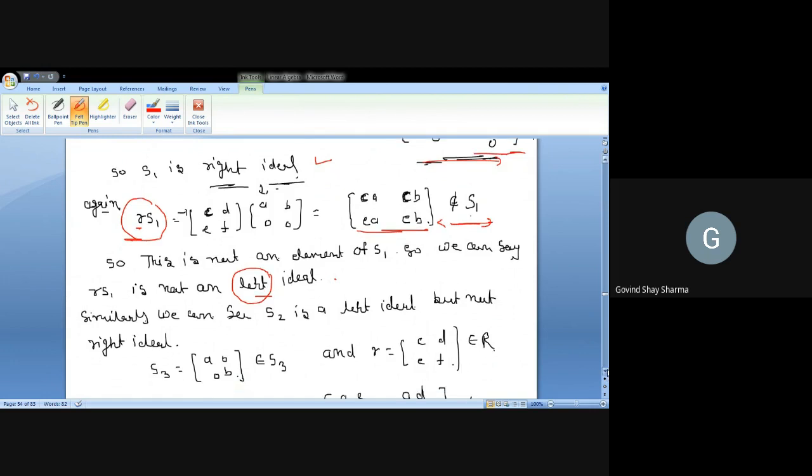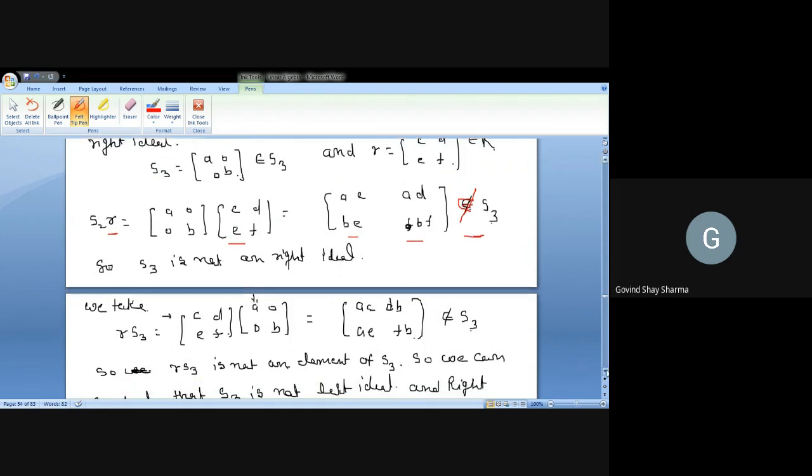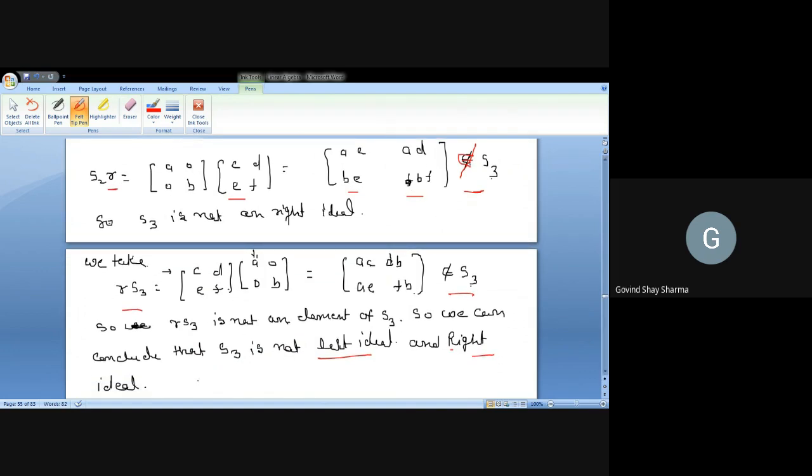Now we take the case of S3, where we have to show that S3 is neither a right ideal nor a left ideal. So we take an element from R, C D E F, multiply by this. This is not an element of S3. Similarly, when we multiply from the left side, this is also not an element of S3. So we can say S3 is not an ideal.